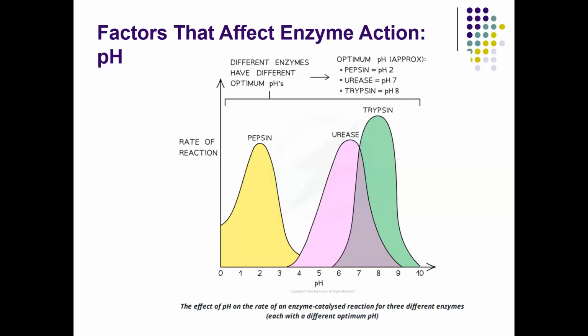pH is a measure of the concentration of hydrogen ions in a solution. The lower the pH, or the more acidic the solution, the higher the hydrogen ion concentration. Now, what is the importance of the hydrogen ions? If you remember, an enzyme is a protein, and the protein is made by amino acids. Amino acids have R groups, and R groups have their own charge. Some will be positive, some negative, some hydrophobic, some hydrophilic.